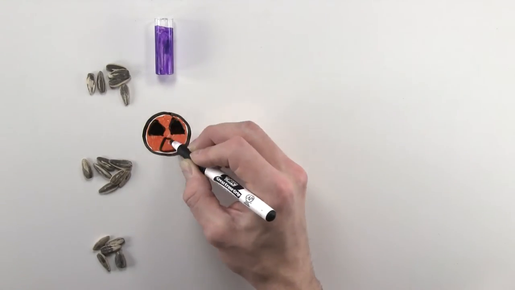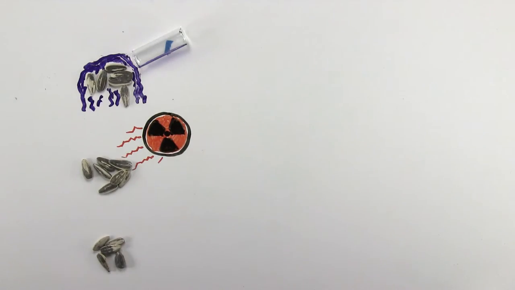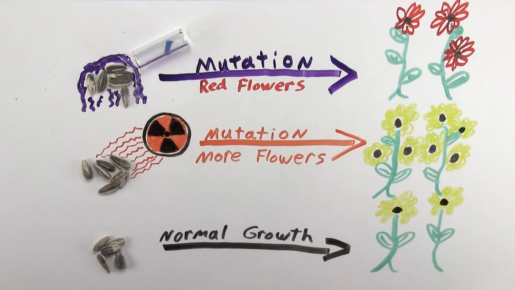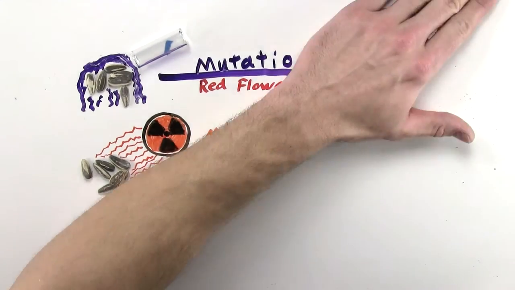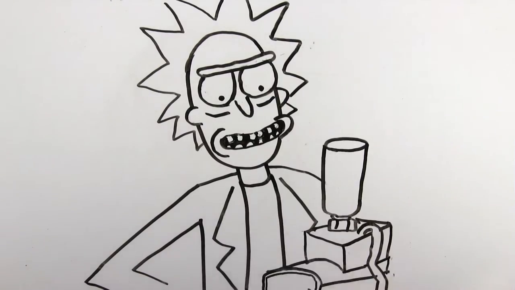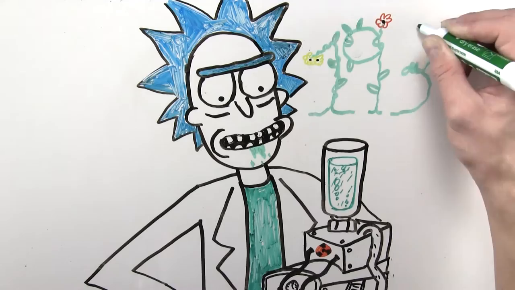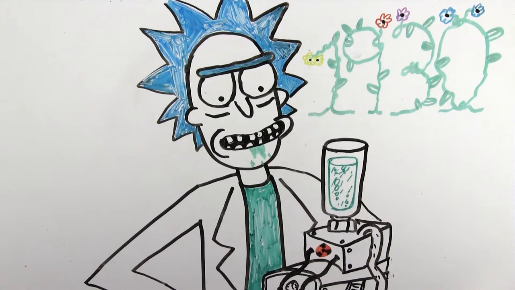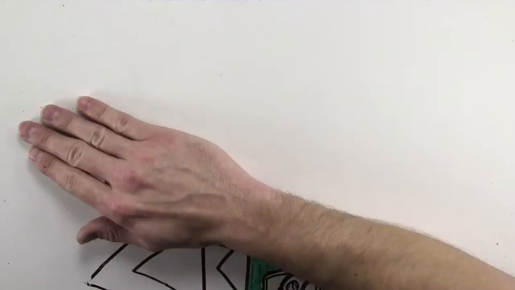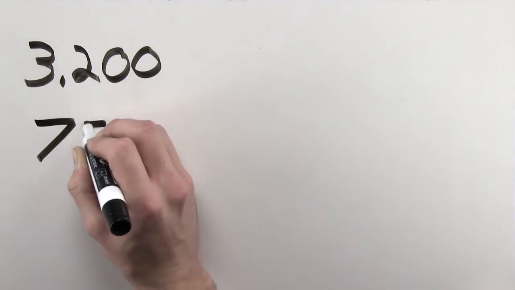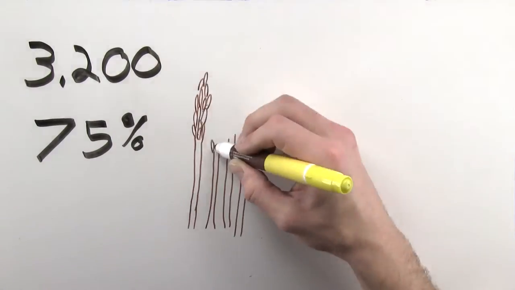Mutagenesis is the process of exposing seeds to chemicals or radiation in hopes that the random mutation results in a desirable trait. You might think that this is the act of a mad scientist, dousing things with chemicals and radiation, but actually we've been doing this to plants since the 1930s, and still continue to do this today. It has resulted in over 3,200 different plant varieties in use, and 75% of them are used as crop plants.